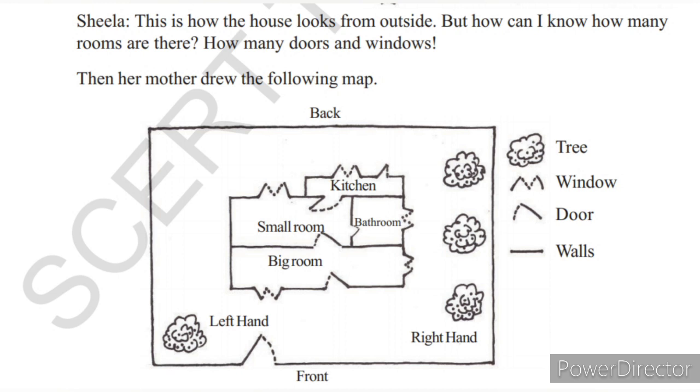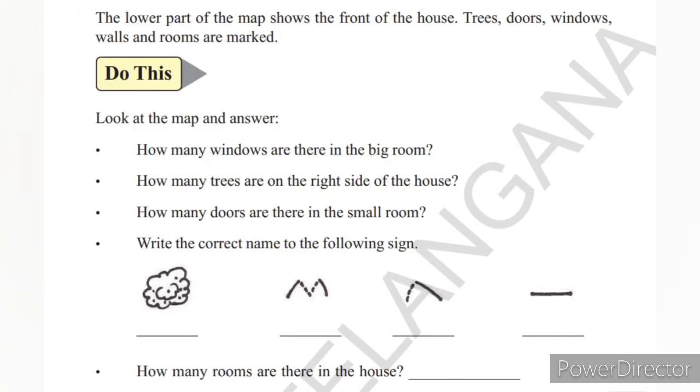So another map she has drawn. You can see it in the textbook. In this everything is mentioned: kitchen, small room, big room, bedroom, left side, right side, trees, and front and back, everything is drawn here. The lower part of the map shows the front of the house. Trees, doors, windows, walls, and rooms are marked.